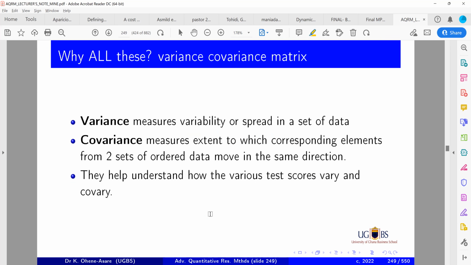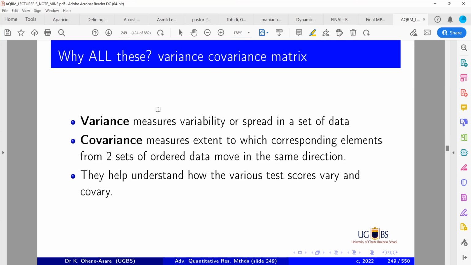You need this. Okay, somebody will ask, why all these Hebrew? What is the essence of all this to your life? Well, the variances will tell you about the variability or the spread in the data set, and you need to know it. The covariances will tell you the extent to which corresponding elements from the two sets are ordered. Okay. All of them help you to understand how the various tests, and you're going to see them, the t-statistics, all of these things are done.